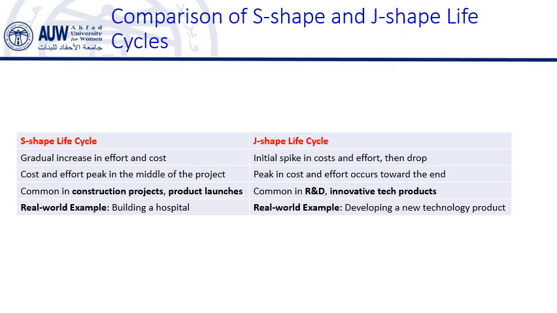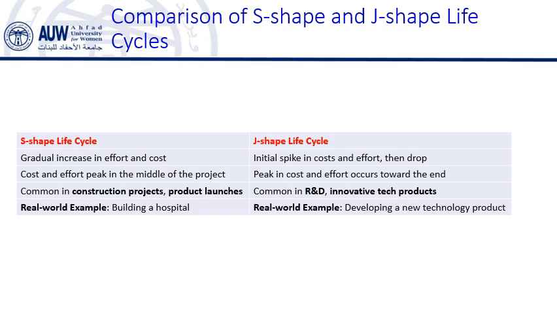This type or pattern of life cycle is best for innovation or research and development projects. The J-shaped life cycle is ideal for projects with high uncertainty, where initial phases are exploratory and experimental, such as developing new technology products or pharmaceutical research and development projects.